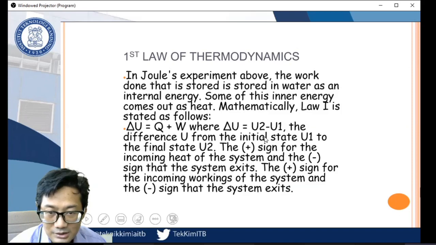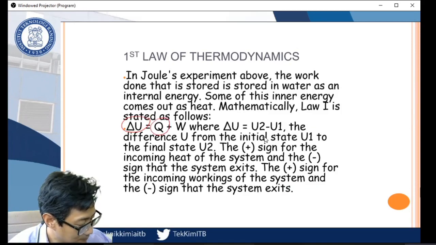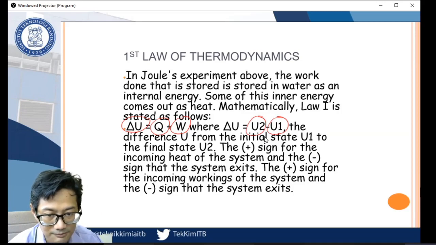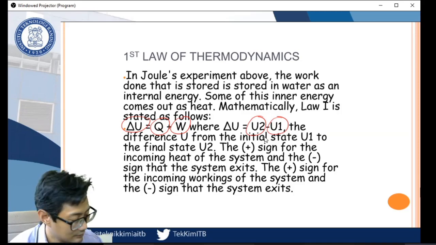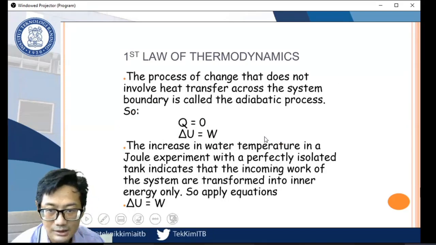And remember, in Joule's experiment, we can also consider it like this. Delta U is equal to Q plus W, where delta U is U2 minus U1. This is the one that we already discussed previously. Also remember the sign convention. Positive is coming to the system. Negative is leaving the system. I will skip this one.